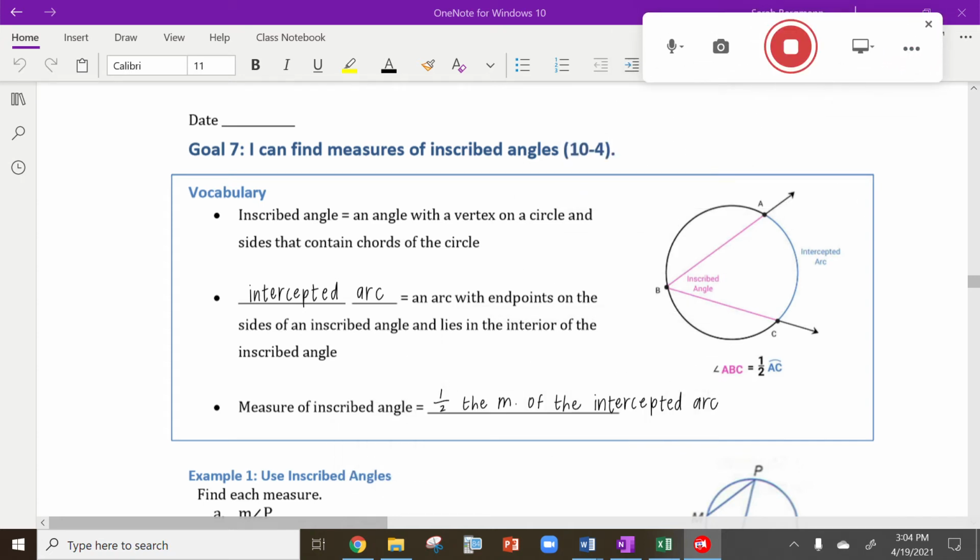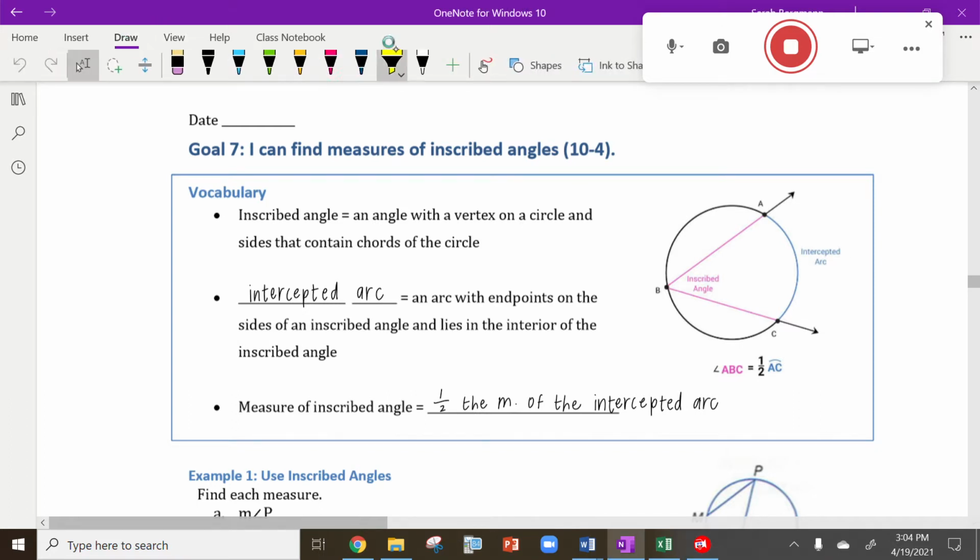Hi everyone, today we're going to talk about finding the measures of inscribed angles. First, you need to know some vocabulary. First vocab word is called an inscribed angle.